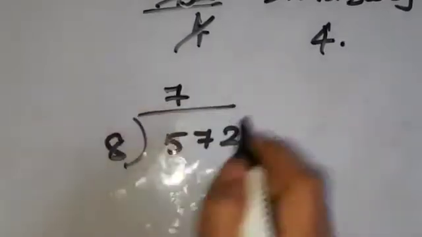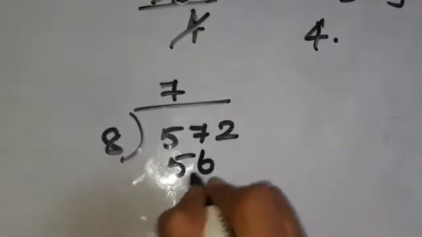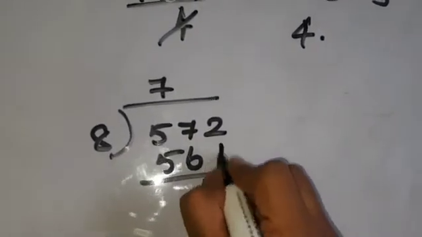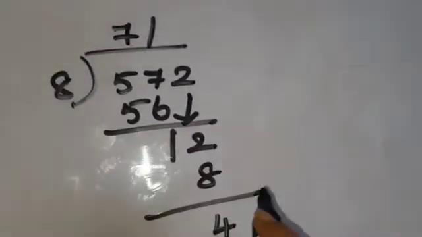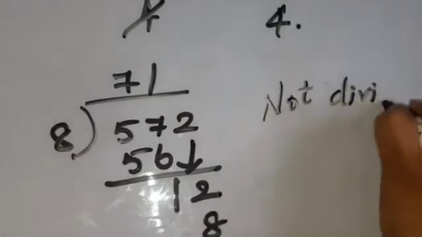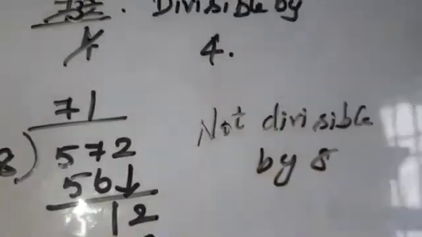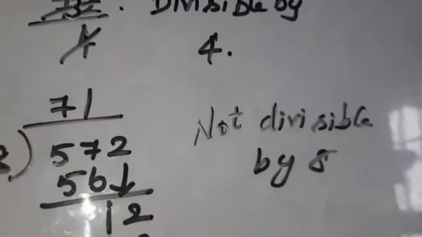8 sevens are 56. 1 is remaining. We are taking the 2 down. 8 ones are 8. 4 is remaining. So, the given number is not exactly divisible by 8. Let's check for the next problem.